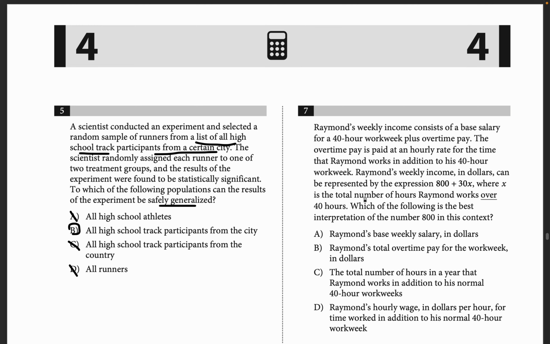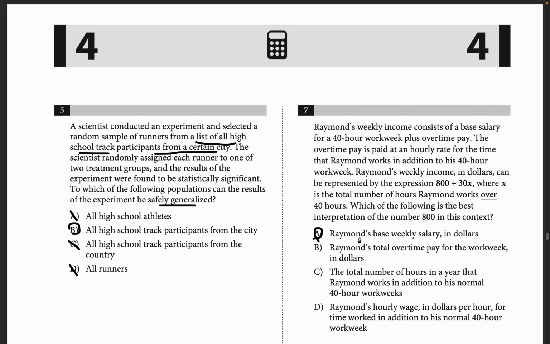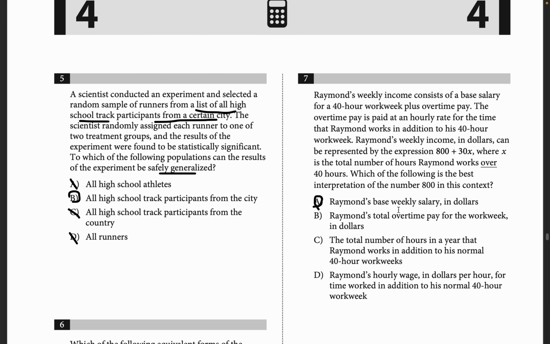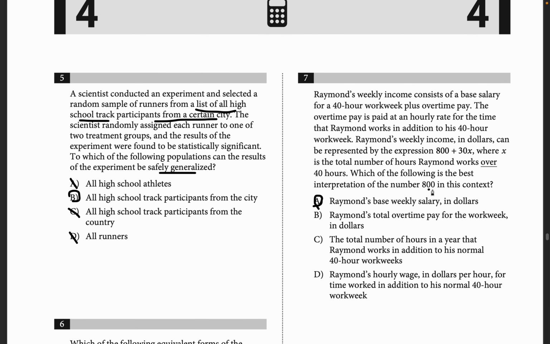800 plus 30, where X is the total number. Yes, that makes sense. The base salary: how much you got at the start? All these other choices are related to the salary over the 40 hours, which is not what we want. It's asking for the base salary, which is 800.